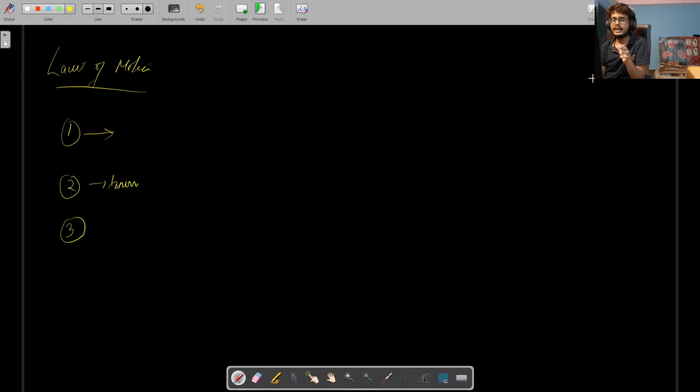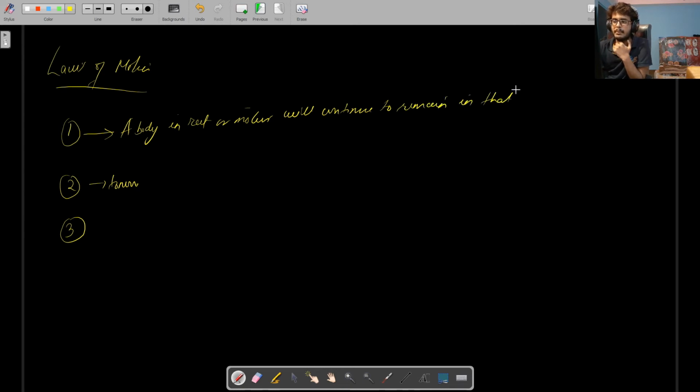So it is a direct application of inertia. Basically what it tells is: a body in the state of rest or motion will continue to remain in that state until and unless some external force is applied. So this is the first law of motion.